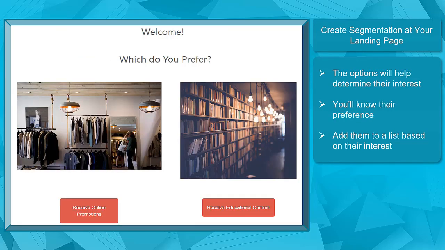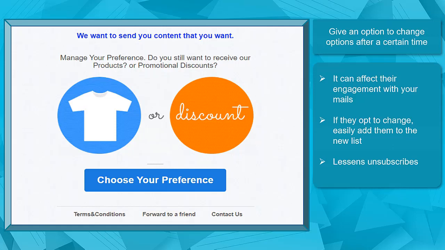Create your list segmentation at your crafted landing page. You can let your subscribers select a choice of what content they prefer to receive as you redirect them to your landing page. Give them options to change their preference after a certain time. Most people change their minds after a while. This can affect their engagement with the emails you send them. It's good to practice this technique of giving them the choice to manage their preference as time passes.